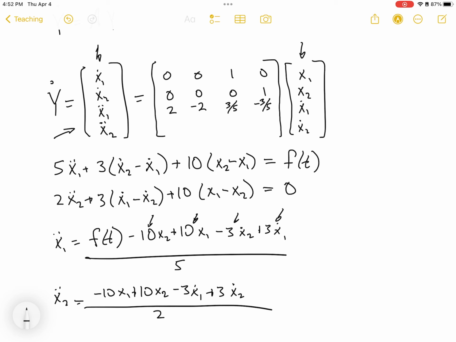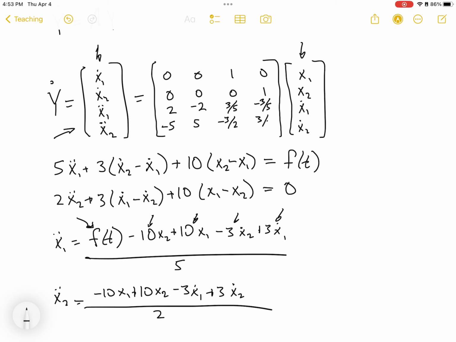We still have this f here, which I'll get to in a second. But let's go ahead and move on to the x2 double dot. So for x2 double dot, the x1 term is minus 10 over 2, so it's minus 5. The x2 term is 10 over 2, so that's 5. The x1 dot term is minus 3 over 2. And the x2 dot term is 3 over 2.